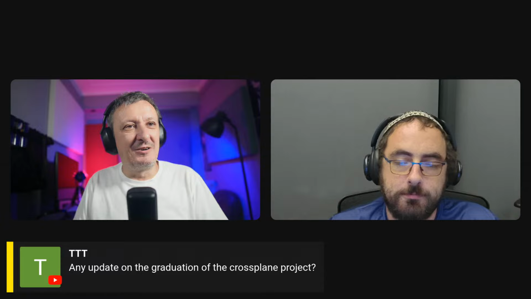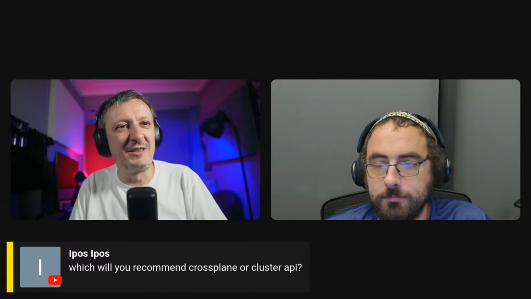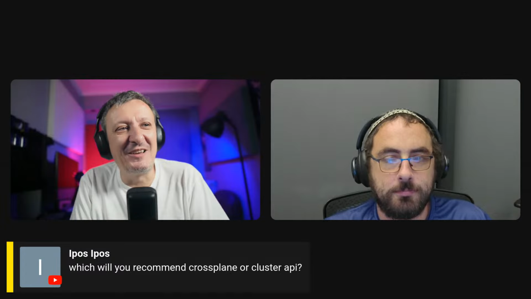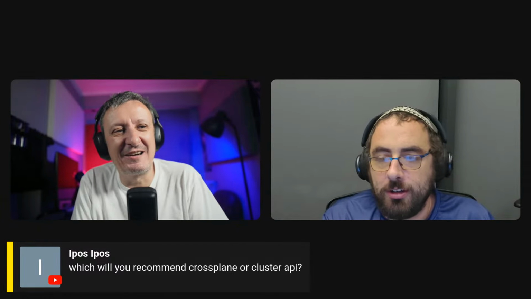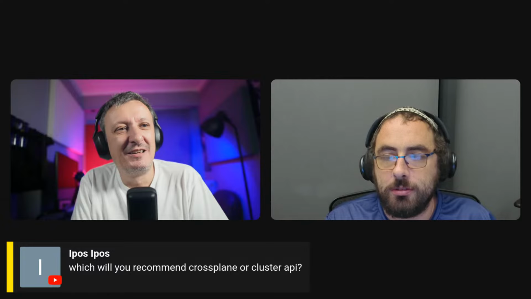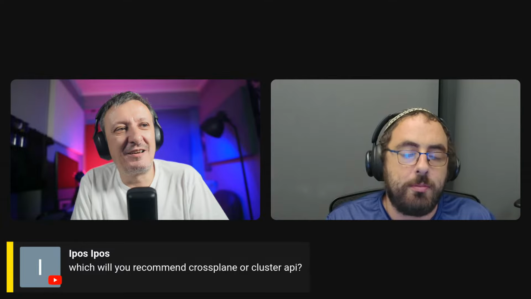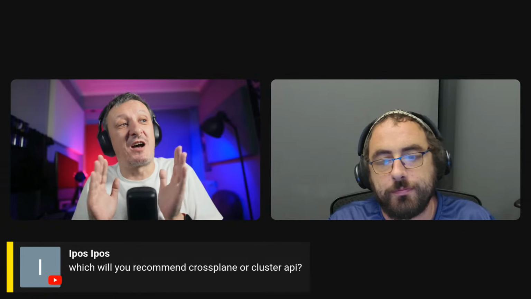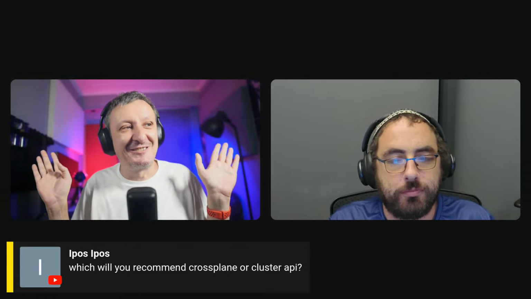Okay. Which would you recommend, Crossplane or Cluster API? Both. I feel like, correct me, Scott, there are some overlaps, but they're essentially very different. Exactly. And especially now that both manage resources outside of the cluster where they're running. That's correct. The overlap. Exactly.